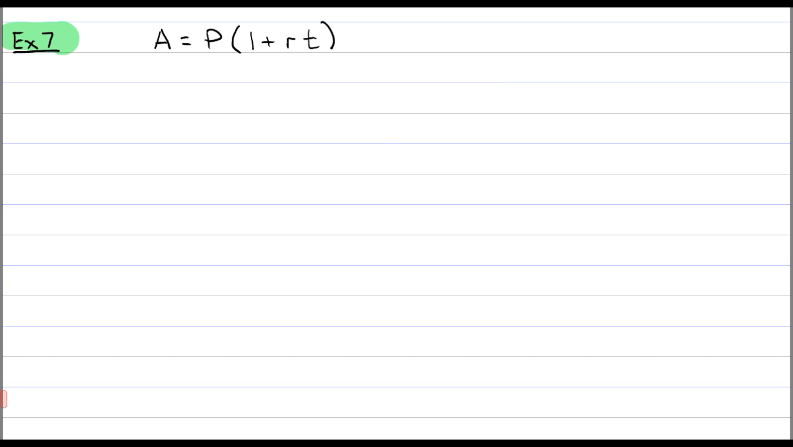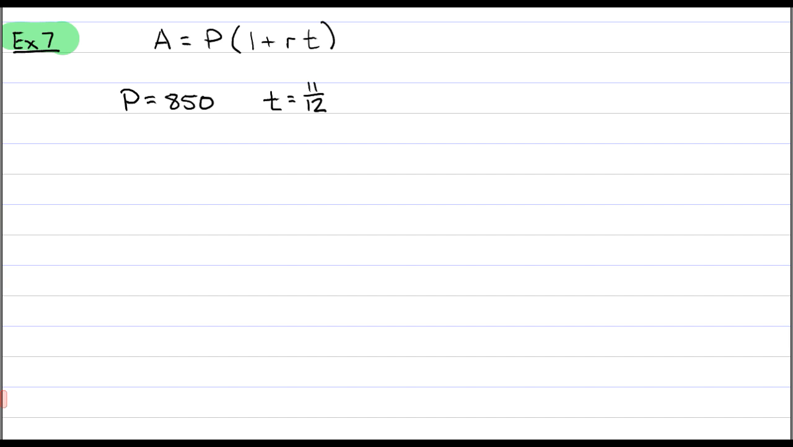It says a loan in the amount of $850 is charged simple interest. So the loan amount is $850, so that's P. That's how much was borrowed, or the original principal. The loan is repaid 11 months later. So T is 11 over 12. Remember, T is always in years.